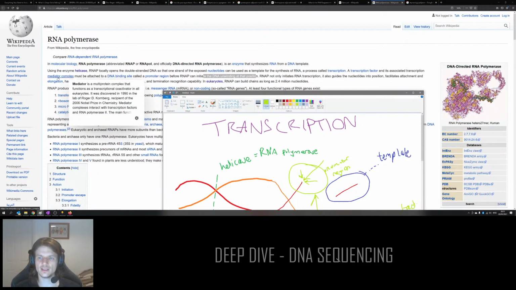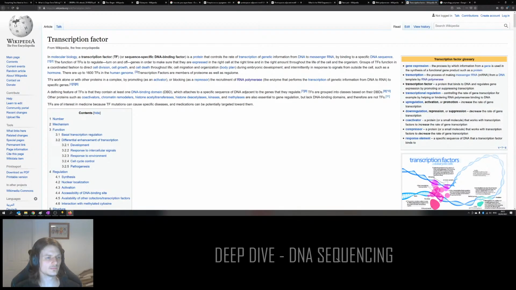Okay. Let's see what this is. This seems super important. A transcription factor or sequence-specific DNA binding factor is a protein that controls the rate of transcription of genetic information from DNA to messenger RNA by binding to a specific DNA sequence. It controls the rate of it. So there's a bandwidth here.